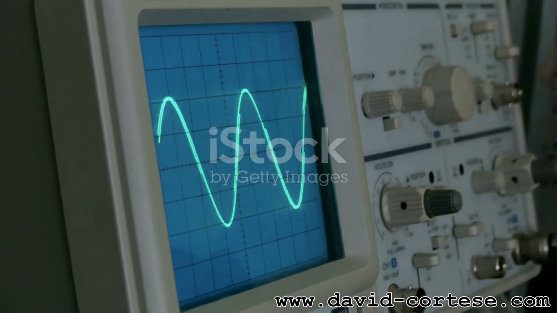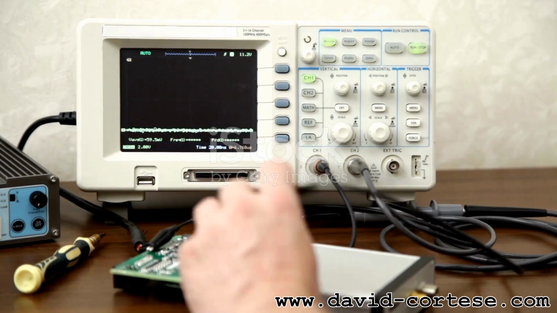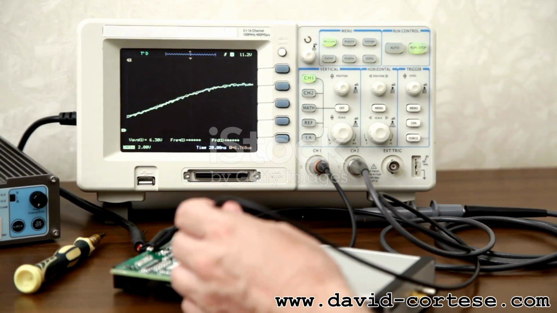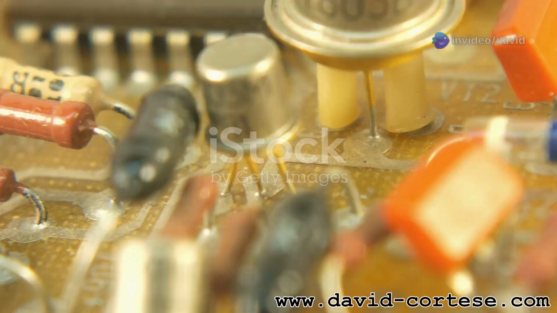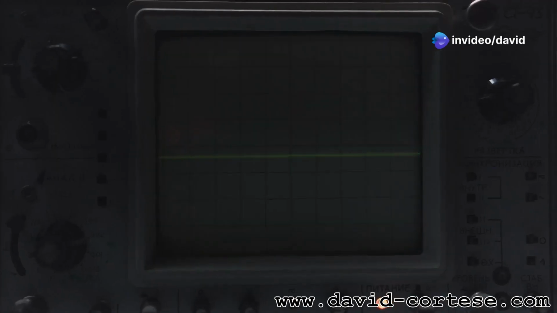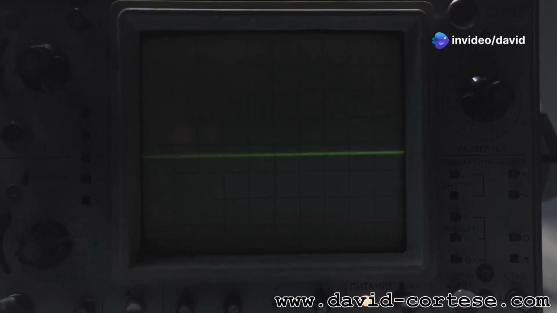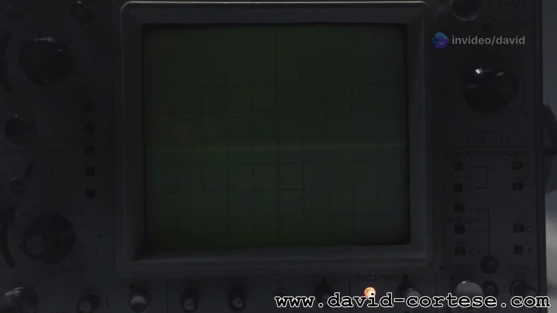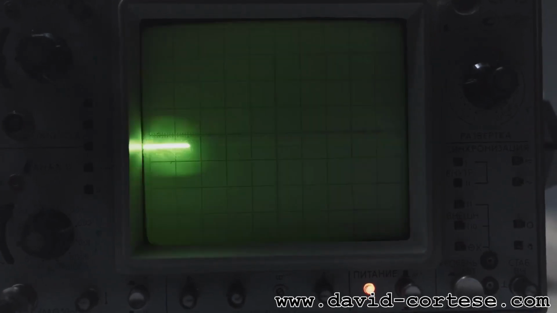Taming the Oscillations. While resonance is a powerful phenomenon, sometimes we need to tame the oscillations in an RLC circuit. This is where damping comes in. Damping refers to the loss of energy in an oscillating system, causing the amplitude of oscillations to decrease over time.